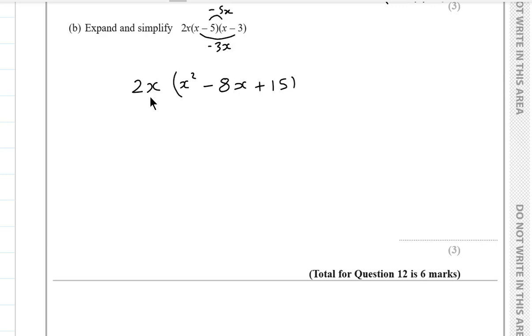And then expand 2x for all these three brackets. So we'll have 2x to the power 3, and then minus 16x to the power 2, and finally plus 30x.